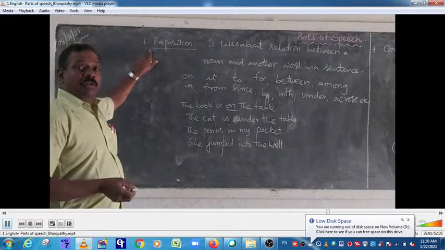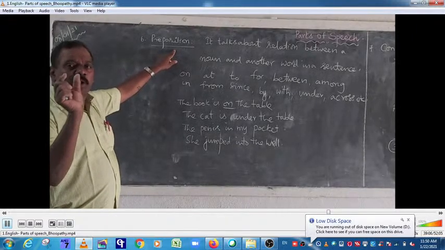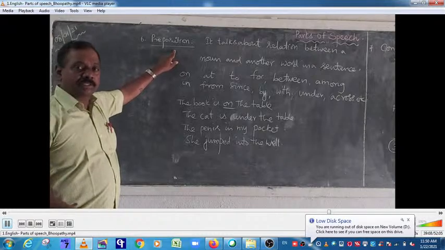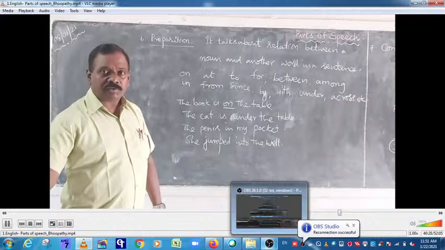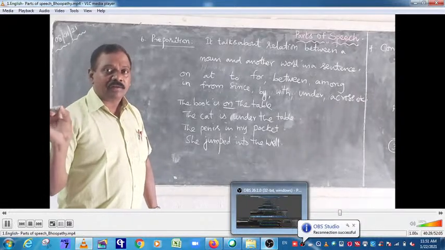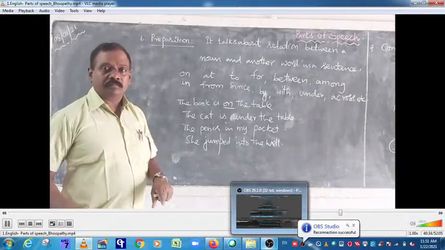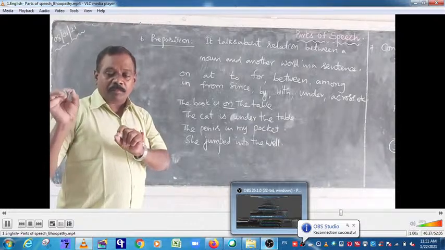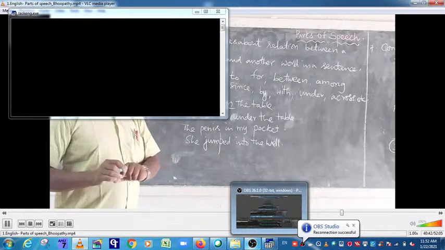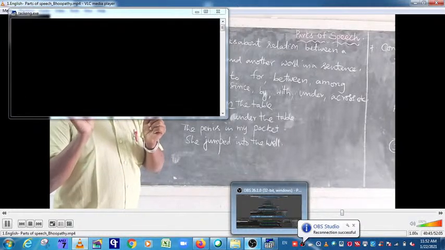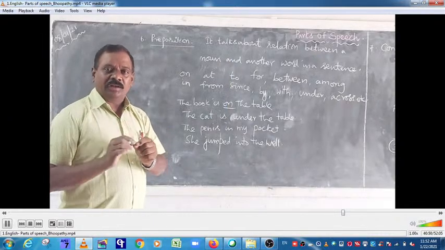Okay, the sixth part of speech is preposition. The preposition is very small words, very simple words, but it is the most difficult one. On shows the relation. What kind of relation? Is the bottle on the table or the table on the bottle? It shows clearly whether the bottle is on the table or the table is on the bottle. So this is the simple logic here to know where the bottle is.